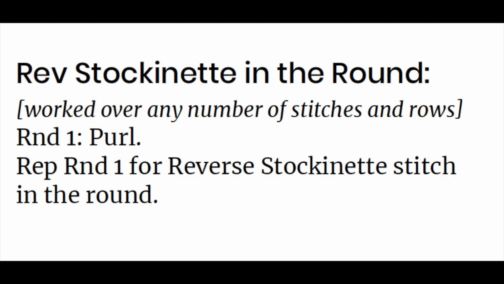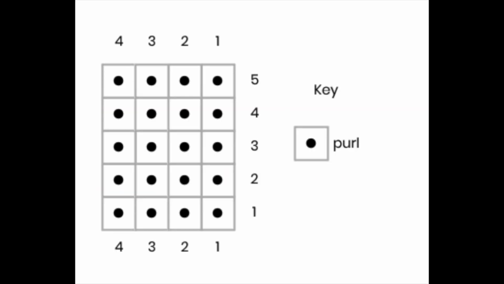Now if you're going to work this in the round, you would purl every round. And here's a chart of what that would look like in the round. As you can see, it's just the 1 stitch repeated every round.